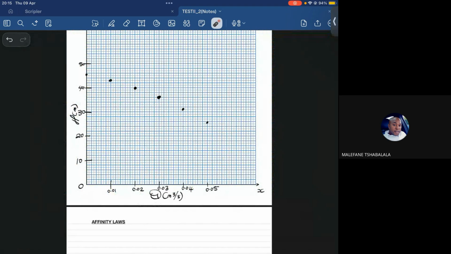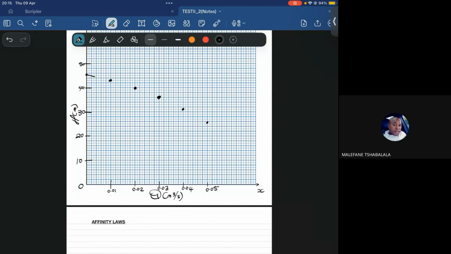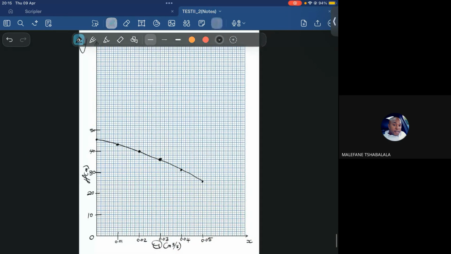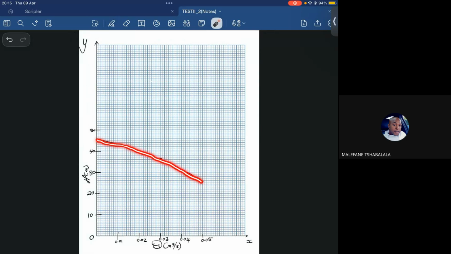Now let's join these dots. So this is our characteristic curve here.